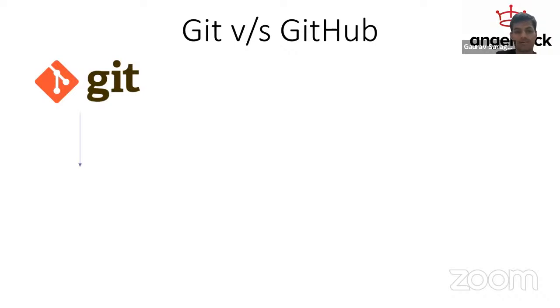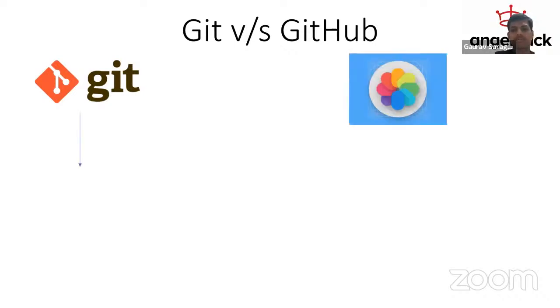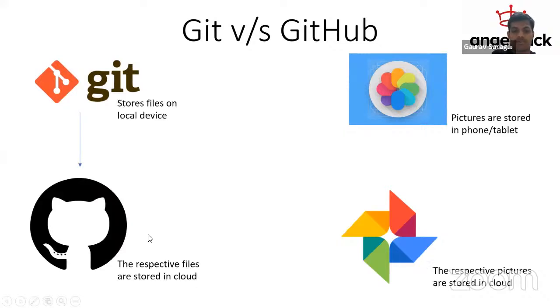This is your Git, and this is your photos or albums section. This is your Google Photos. Sorry for the animations. So just the way Git is to GitHub, your photos is to Google Photos or iPhotos, whatever you have. Git stores files on your local device and the respective files are stored in the cloud.